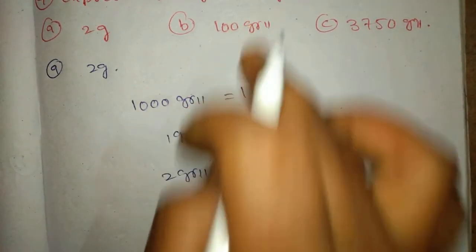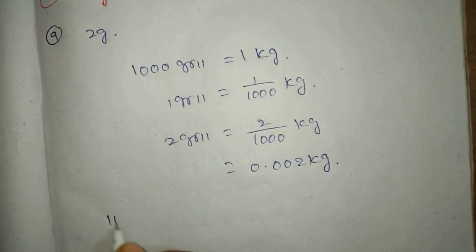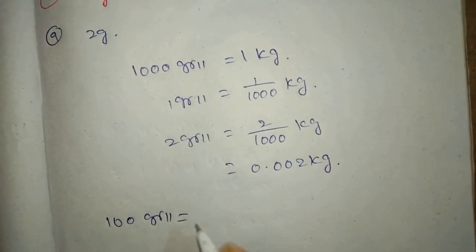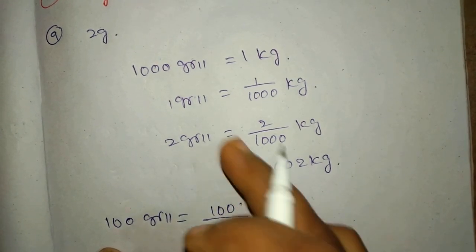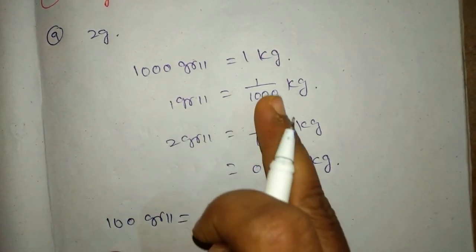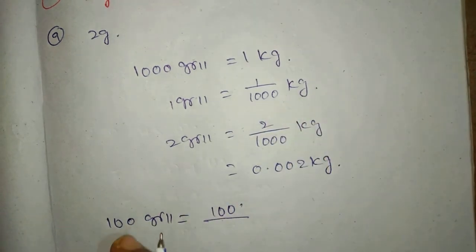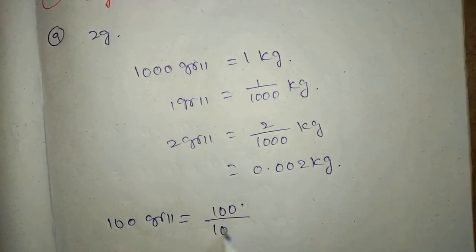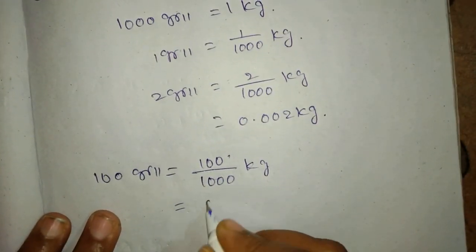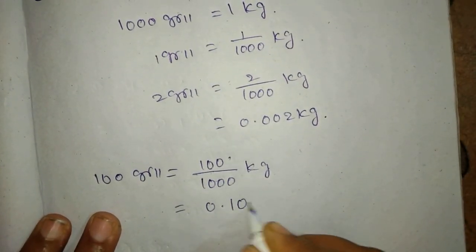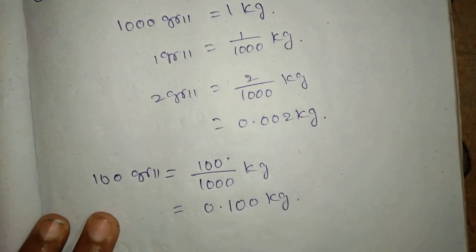Next, 100 grams. 100 grams is equal to 100 by, as we know that 1 gram is equal to 1 by 1000 kilograms. 100 grams is equal to 100 by 1000 kilograms. This can be written as 0.100 kilograms.